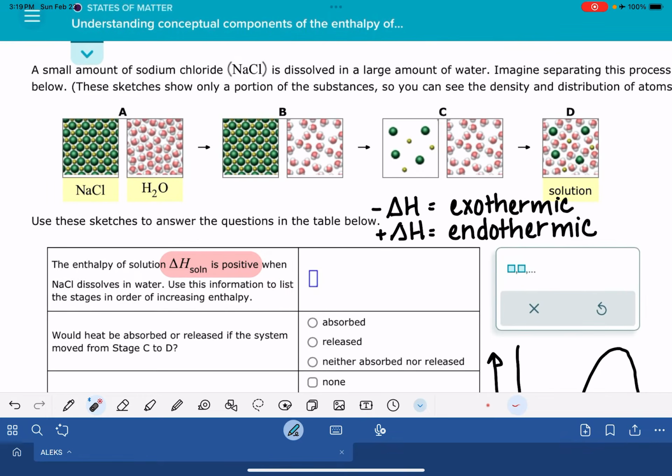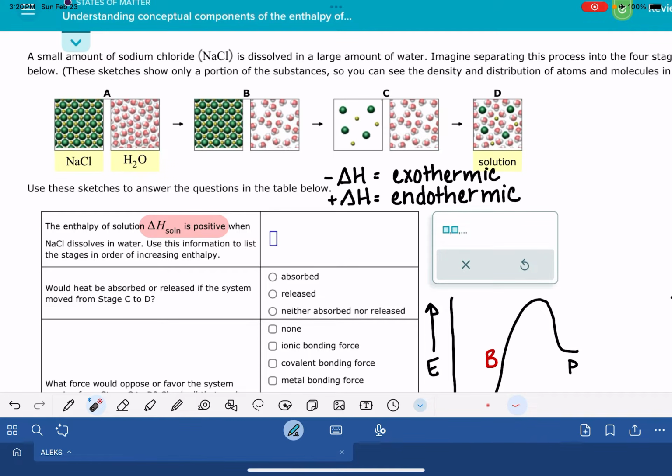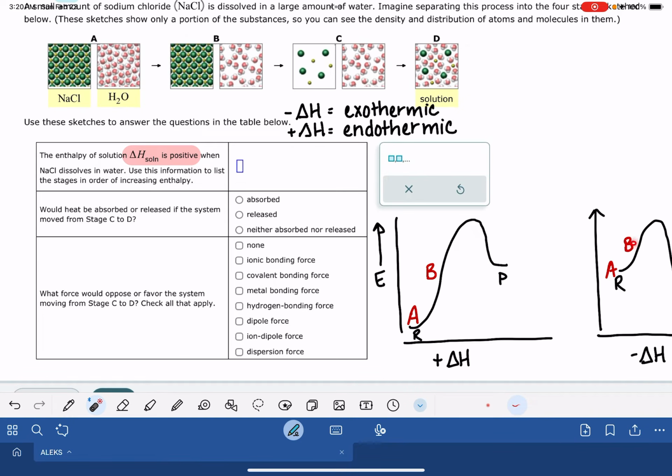Now I do want to say as a side note, your stage B might not look exactly the same as mine. However, that's okay. Your stage B is going to have either your solvent being ripped apart, or maybe your solute is being ripped apart, one or the other. But either way, it requires energy to rip those molecules apart from each other. So stage B is always going to be higher than stage A.